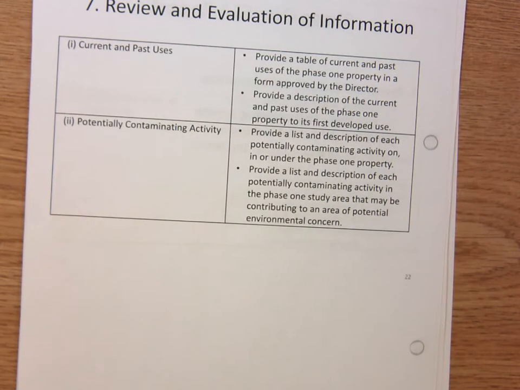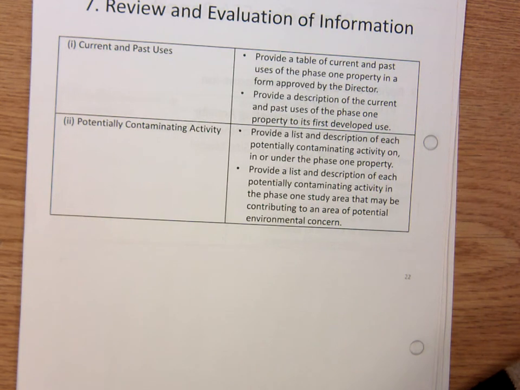The first one is the current and past uses. In this section you provide a table of current and past uses of the phase 1 property in the form approved by the director. So you list all the past and present activities. You provide a description of the current and past uses of the phase 1 property to its first developed use. So you basically list all the activities.